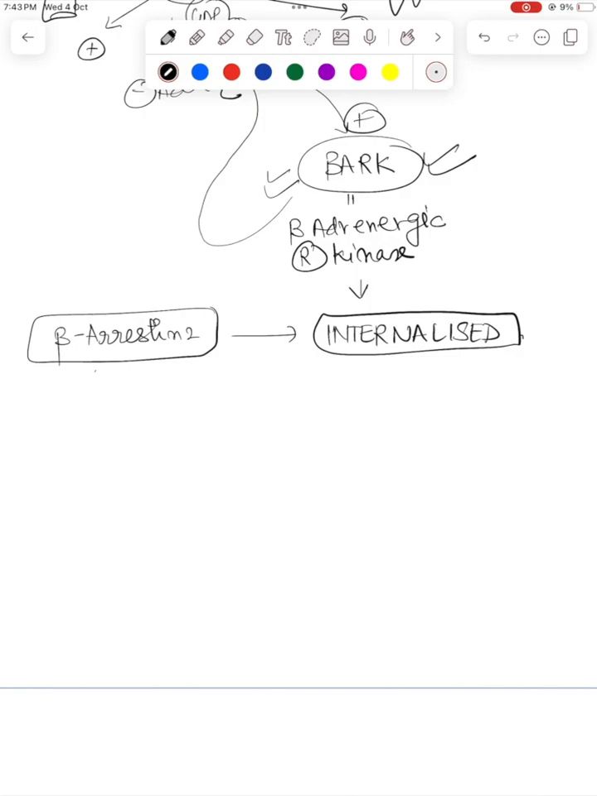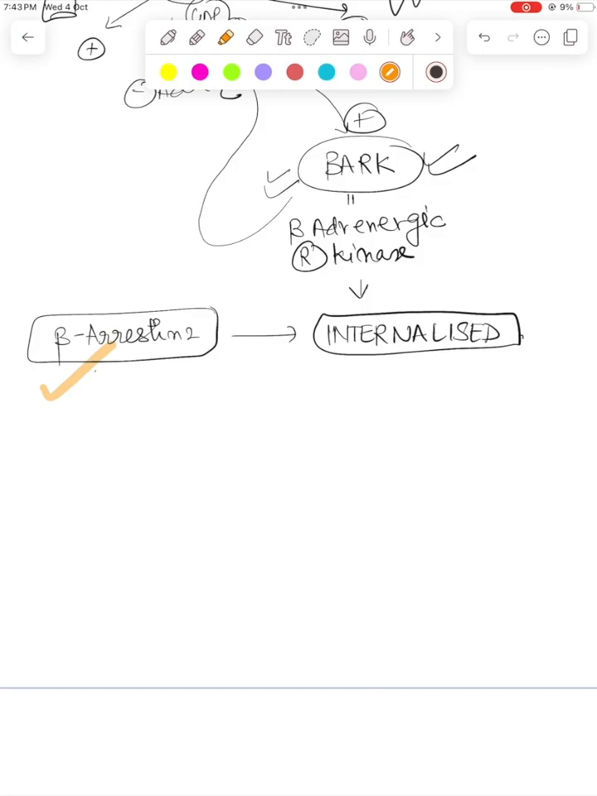For example, etorphine or enkephalins, they cause rapid internalization at the mu receptors. But morphine, on the other hand, has not been found to cause rapid internalization. What does it mean that the opioid receptor is undergoing internalization? Imagine a scenario where you have given a drug.